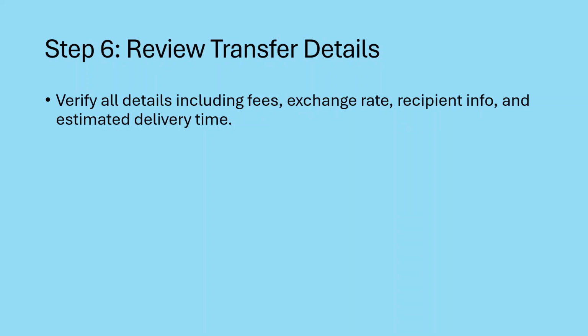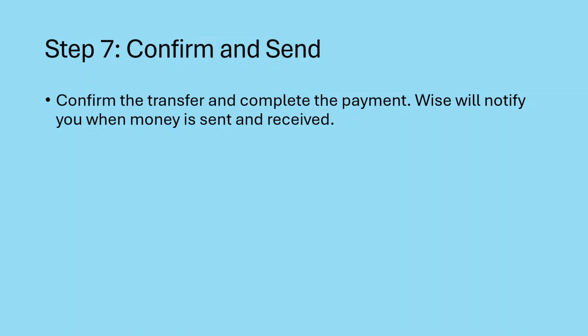balance. Step 6. Review transfer details. Verify all details including fees, exchange rate, recipient info, and estimated delivery time. Step 7. Confirm and send. Confirm the transfer and complete the payment. Wise will notify you when money is sent and received.